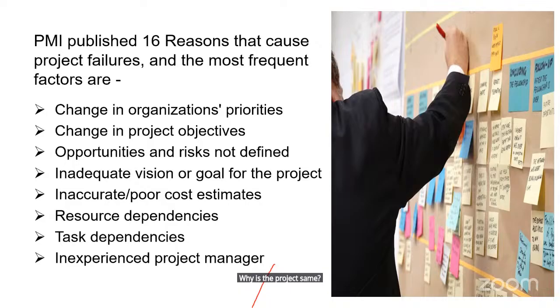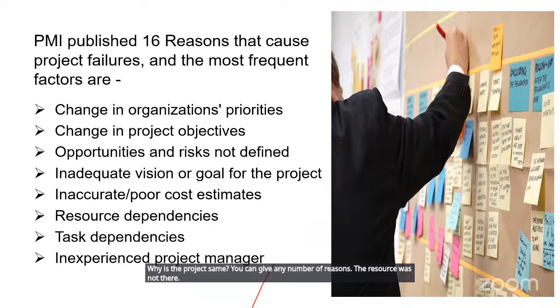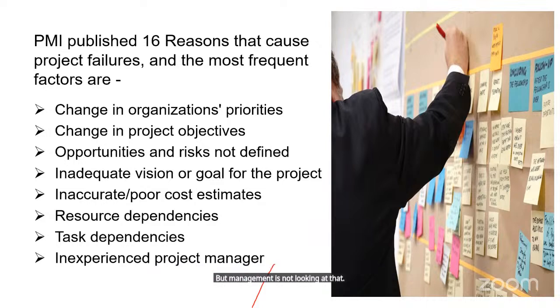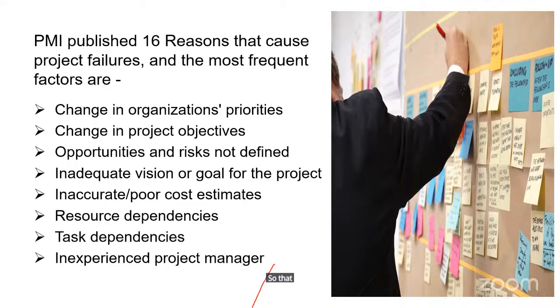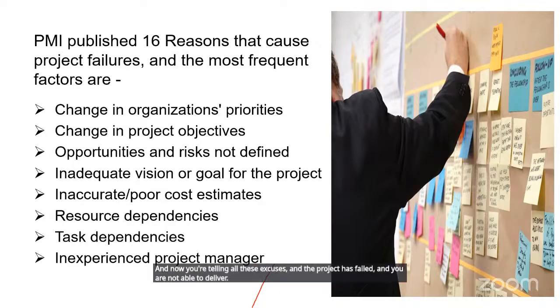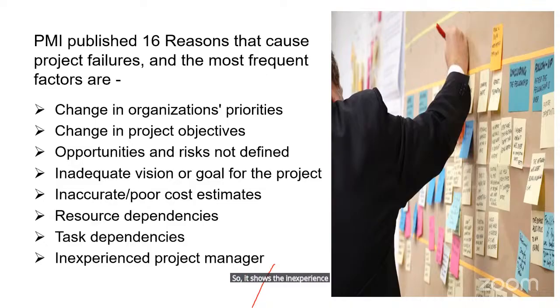You can give any number of reasons. The resource was not there, we had less budget, we had this, we had that. But management is not looking at that. They are clearly looking at the fact that we hired you so that you can deliver the project effectively for the customer. And now you are telling all these excuses and the project has failed and you are not able to deliver. So it shows the inexperienced project manager.